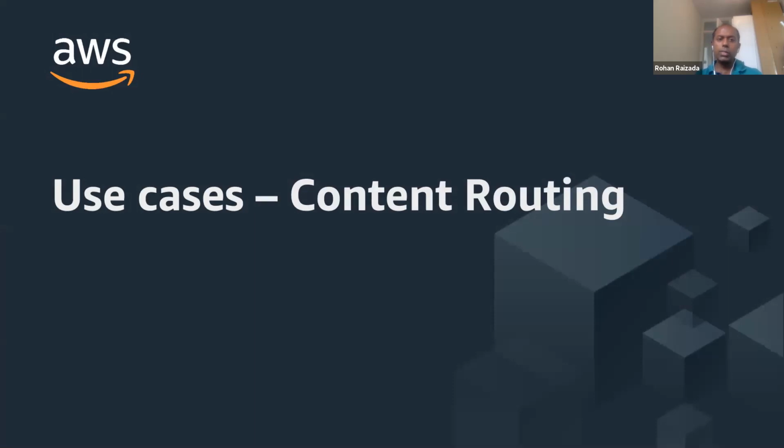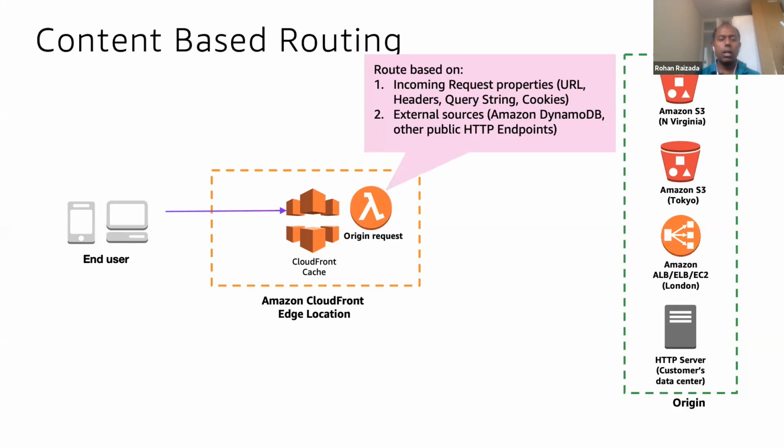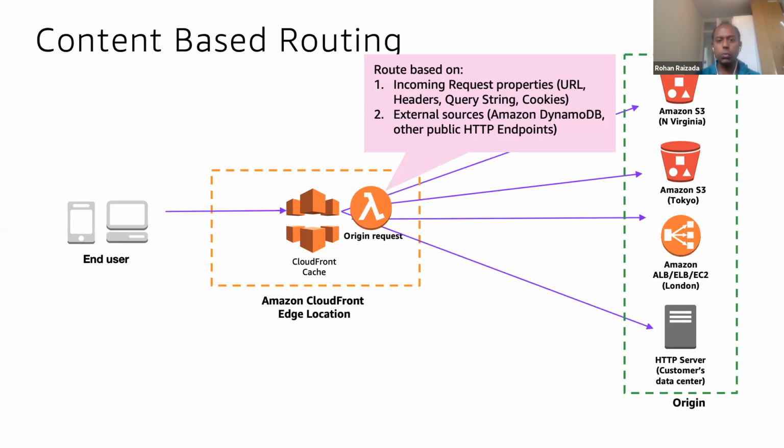So moving on, the other use case is around content routing. In this case, you have multiple origins, or different origins. What you can do here is take a look at incoming request properties. For example, you can look at the URL, the incoming request headers, the query strings, and cookies, and based on those, you can send the request to different sources. In this case, you might send some of those requests to London, or you can send them to your own data center. So it allows you to do content-based routing as well, based on those incoming request properties.